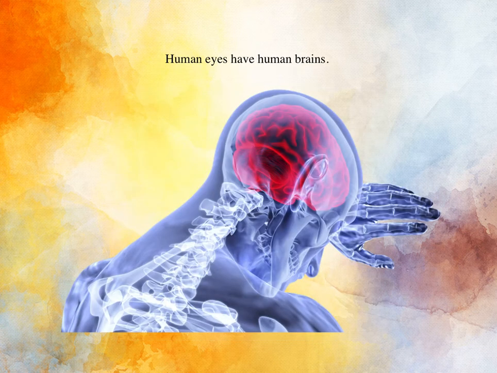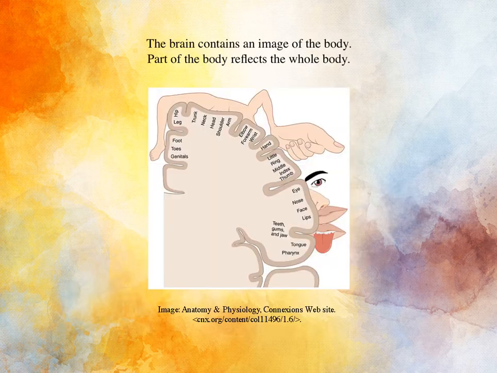But human eyes also have human brains. And the brain contains an image of the body. Part of the body reflects the whole body. The image of the body in the brain is sometimes called the cerebral homunculus. It's a depiction of the body as if it were inscribed upon the surface of the brain.